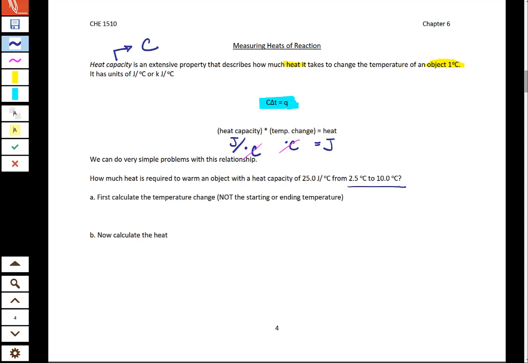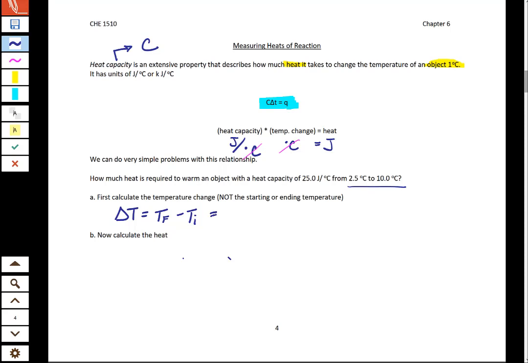The reason I want to take a moment and really break this down and calculate delta T is because it is very common for students to mix up significant figures here. Let's also remind ourselves that delta T is the difference in temperature. It's always T final minus T initial.